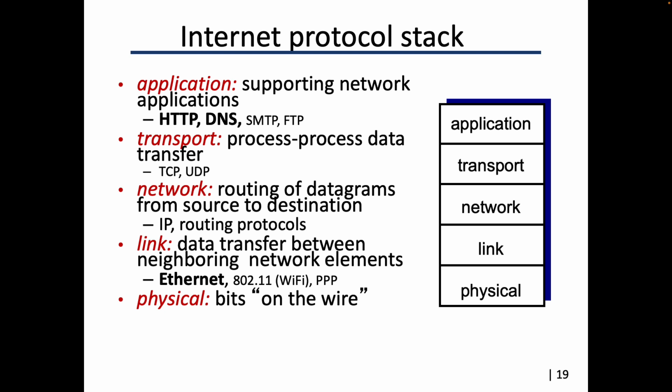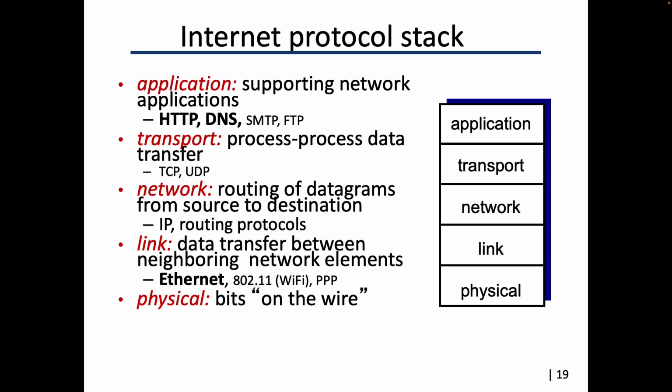protocols, and then transport is the process to process data transfer. Okay, to make sure that data can be transferred securely and consistently, or to make sure that it's efficiently transferred from one place to the other. And then there's the networking layer, which determines the routing of the datagram from source to destination. The link is the mechanism to connect neighboring network elements together.